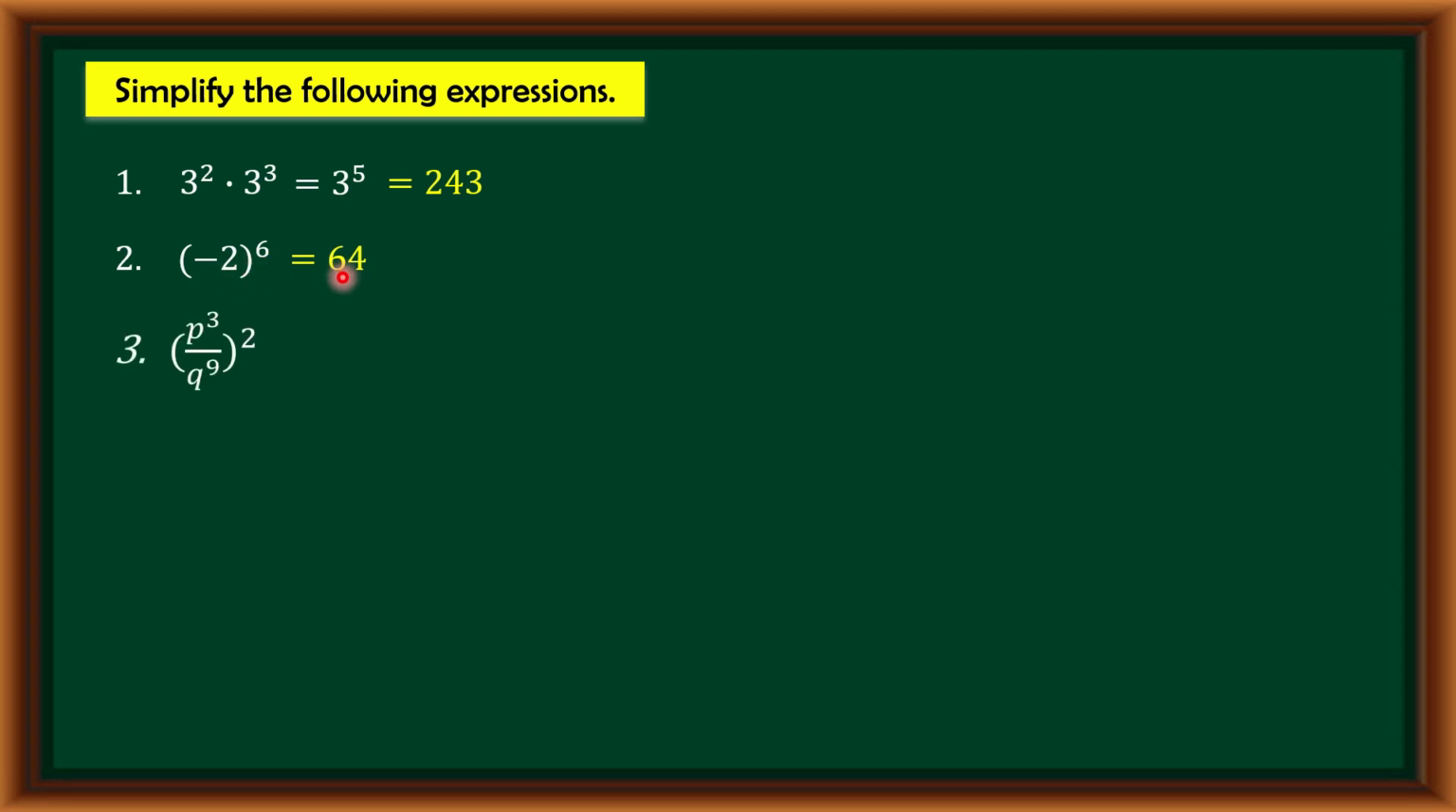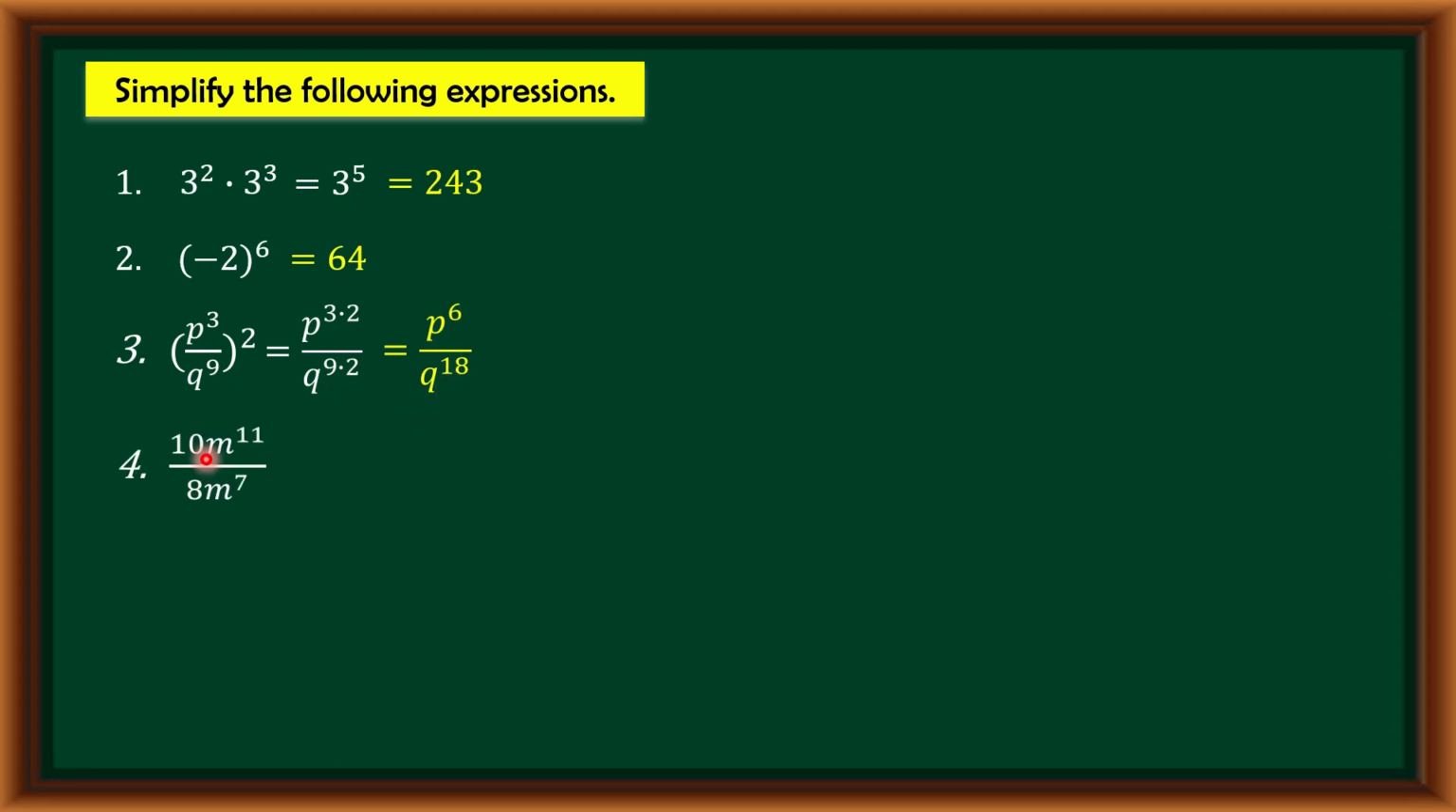Let's try number 3. We have quantity p cubed over q raised to 9, raised to 2. So applying the power of quotient law, we have here p raised to 3 times 2 over q raised to 9 times 2, which is equal to p raised to 6 over q raised to 18.